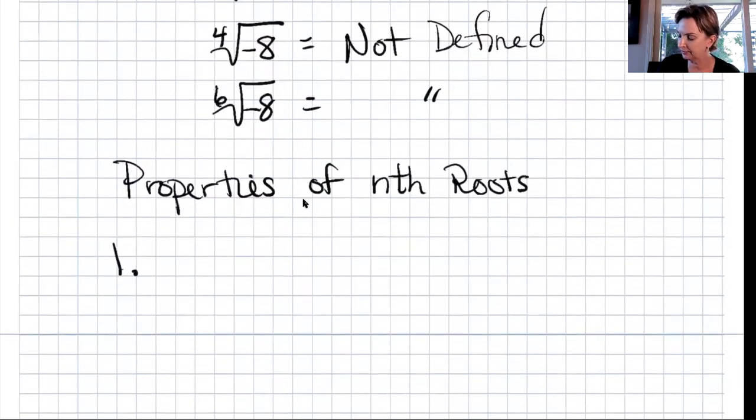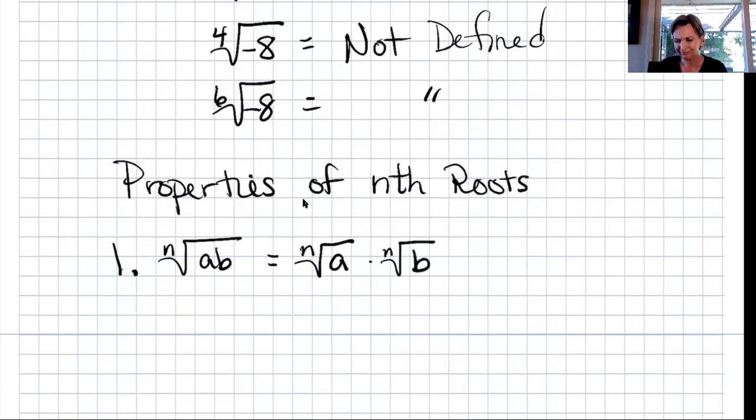The first one says if I have a product inside my nth root, I can take those numbers separately and do the nth root of A times the nth root of B. You might be thinking, that looks more complicated. Why would I separate them into 2 separate roots? The reason is if you had a really large number in your root and you didn't know what the nth root of that number was, but you could separate it into 2 smaller ones and you knew the nth root of those, then you could calculate it.